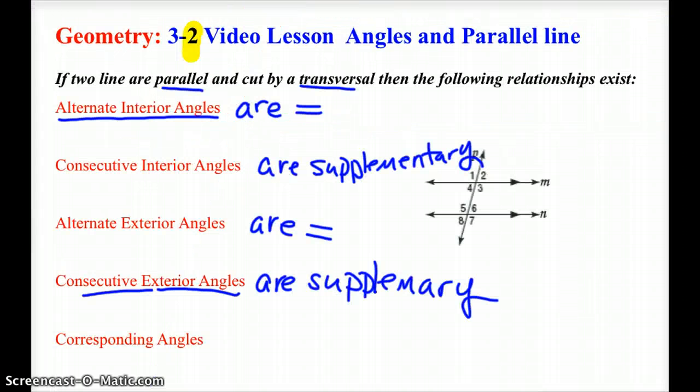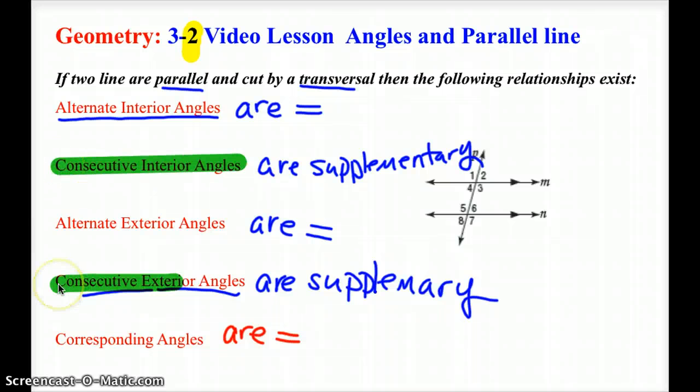And so my corresponding angles, if I have parallel lines, are going to be equal. So now I have two supplementary and the rest are equal. The consecutives are the ones that are supplementary. All the other ones are equal.